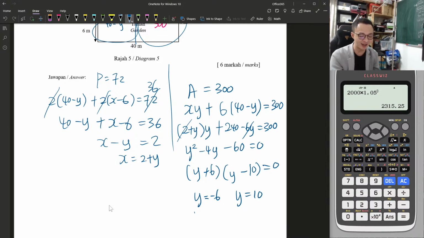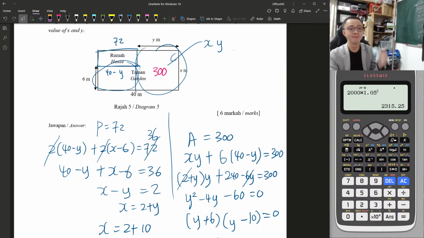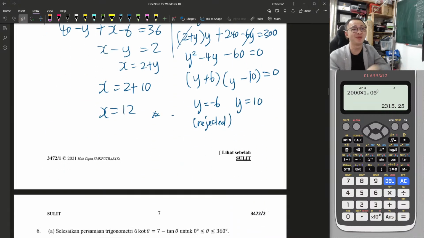Definitely y is a length, so I will just reject the negative 6. Length cannot be a negative value, isn't it? So x will become 2 plus 10, 12. Alright, this is how I get a 6-mark question here. It's not really bad. As long as you know about perimeter and know about area, then this one should be quite okay for you. Okay, so I'm going to move on to the next one.